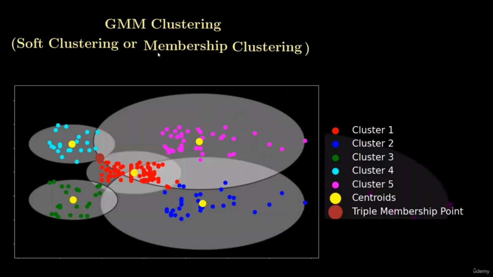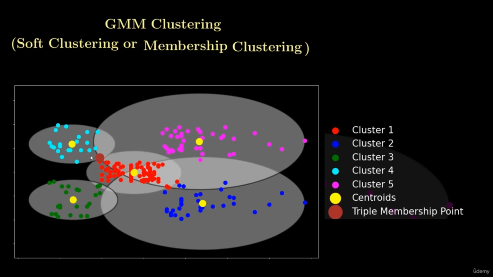So how will GMM clustering address this problem, and why is GMM clustering called soft clustering or membership clustering? Now look at this point. Look at this brown point, which is of large size. This point is at the border of 3 clusters, so that's why it has a triple membership. This is a triple membership point.